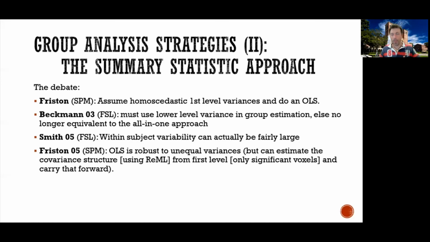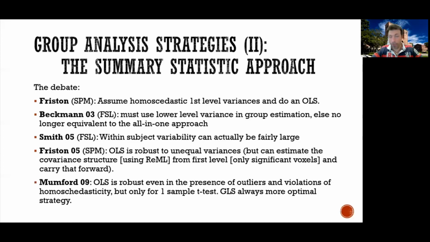So this way you can be ensured that you are faster because you only had to do this iterative estimation for the significant voxels. But you still get the benefit that the result of this is indeed equivalent, at least in the significant voxels, to the all-in-one approach.